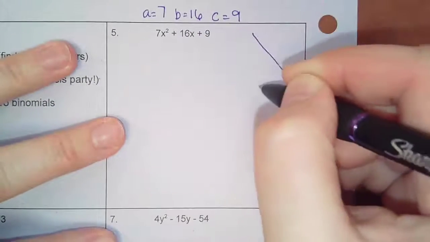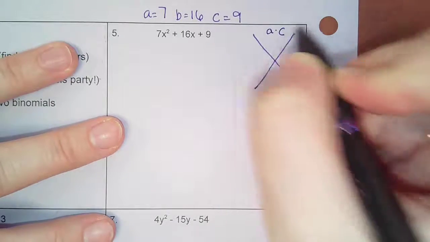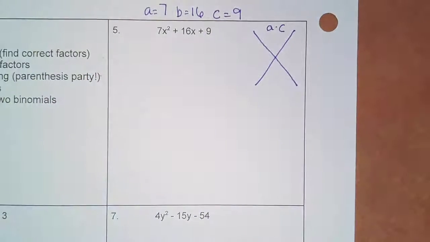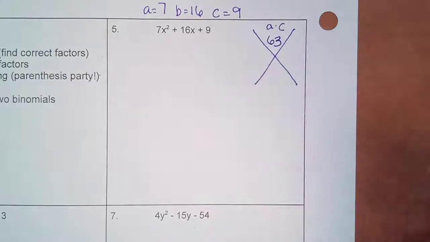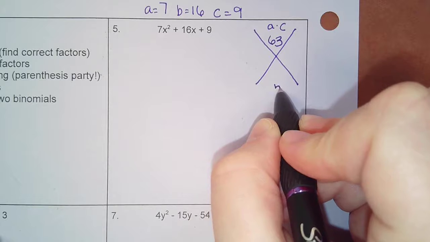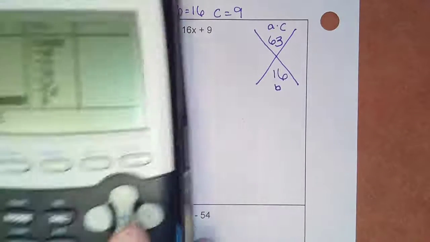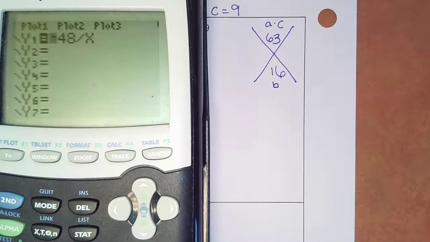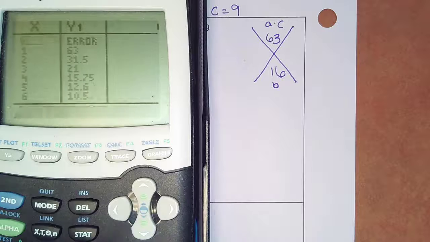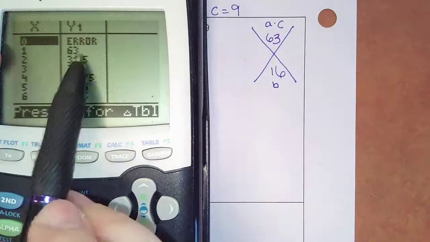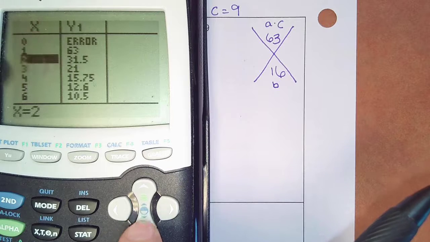So build your X. At the top, your addic, A times C. So 7 times 9, 63. At the bottom is your B, your basement, which is 16. So I want factors of 63. 63 divided by X. Second graph. So 1 and 63, that adds to 64. Nope. Skip this one, not whole number.